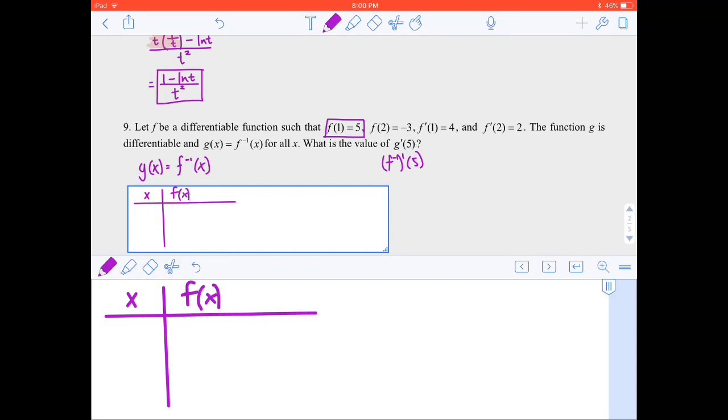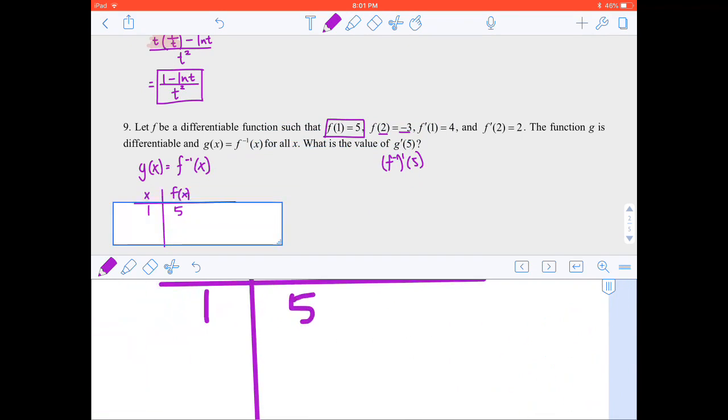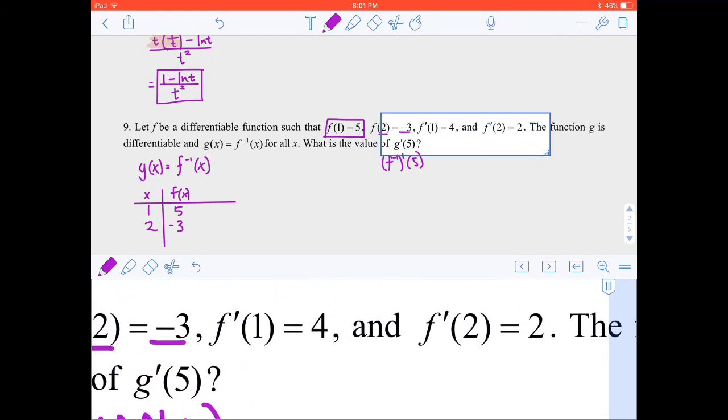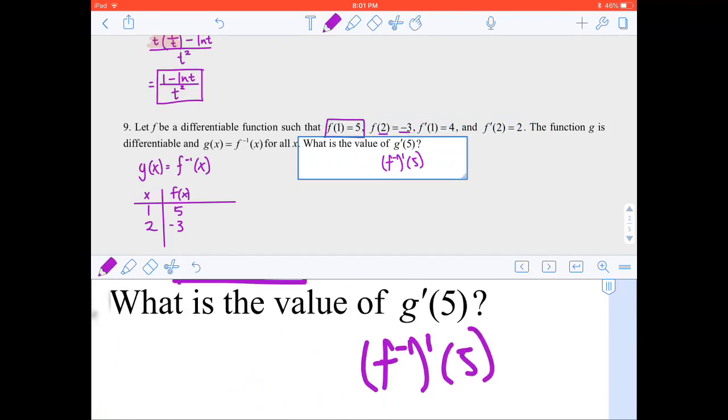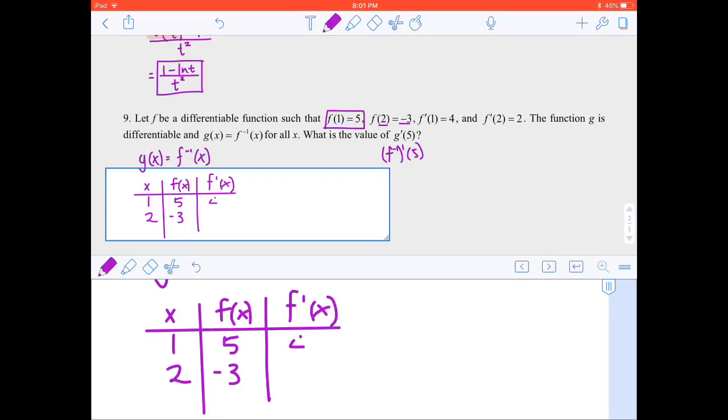So this is for our f of x. When x is equal to 1, f of x is going to equal 5. That's just based on what they told us. They also told us that when x is 2, f of x is equal to negative 3, so I'm going to plug that right there. And then they told us f prime of 1 is equal to 4, so I'm going to do an f prime column. F prime of 1 is equal to 4, and f prime of 2 is 2. So I've created this little chart here.